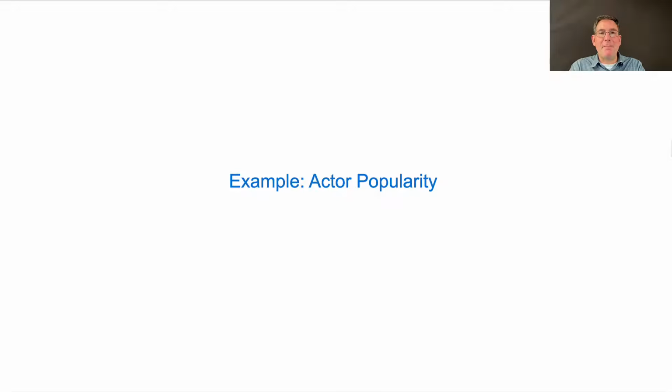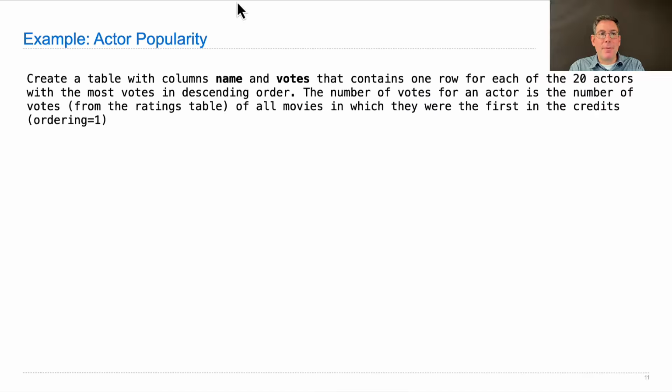Let's try an example where we need to join, group, and where all at once. Create a table with columns name and votes that contains one row for each of the 20 actors with the most votes in descending order. The number of votes for an actor is the number of votes from the ratings table of all the movies in which they were first in the credits.